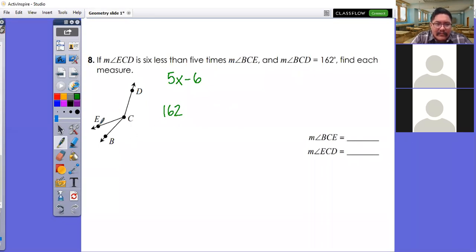BCE. So BCE, we're going to label this X. We're just going to label that X. And this is 5X minus 6. So if I add these together, 5X minus 6 plus X. That's what it should look like.